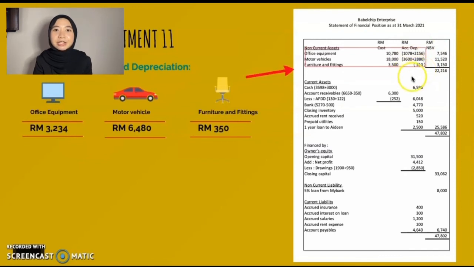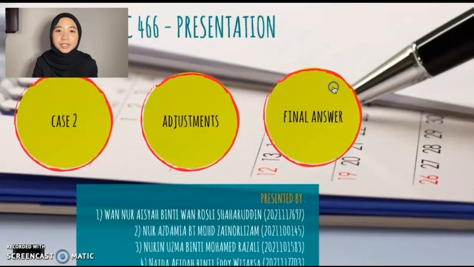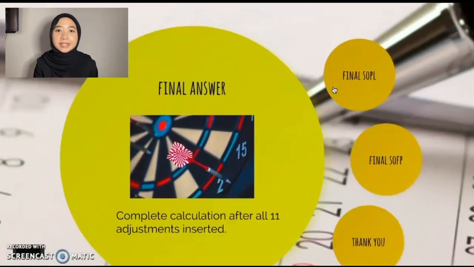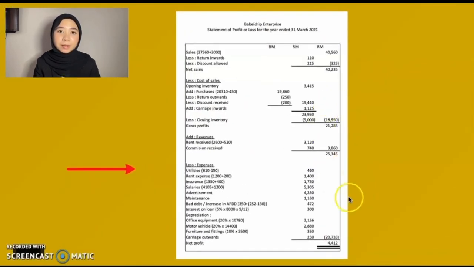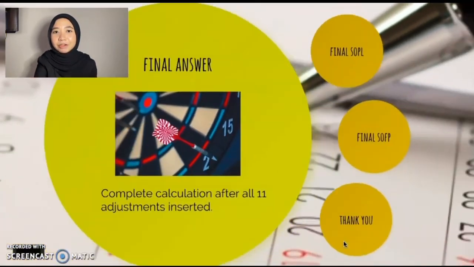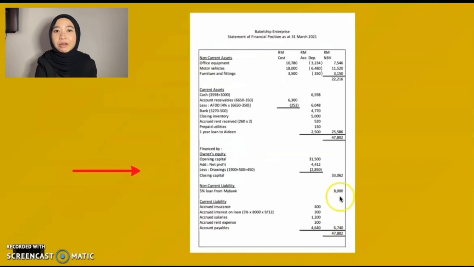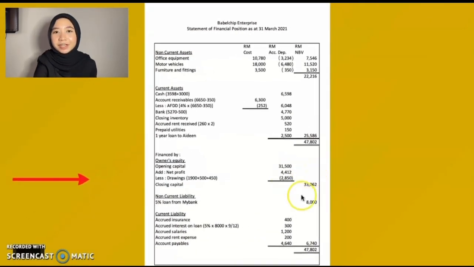As you can see, the accumulated depreciation is totaled up from the amount of accumulated depreciation brought forward from the previous years, amounting to RM3,234, 6,480 and 350 correspondingly for each non-current asset. Taking into consideration all the adjustments, this is the final adjusted statement of profit or loss of Bubble Chip Enterprise with a net profit of 4,412 ringgit. On the other hand, this is the final adjusted statement of financial position of the company with healthy net assets of 33,062 ringgit.